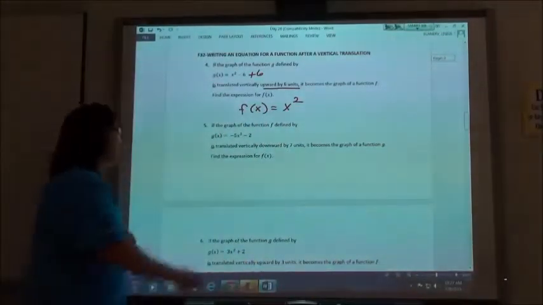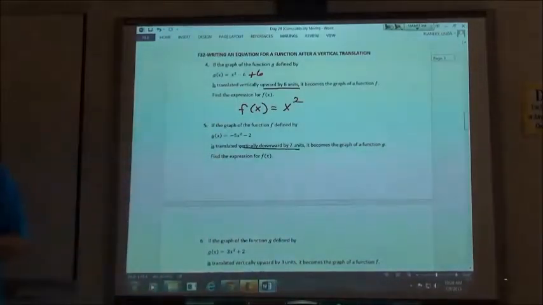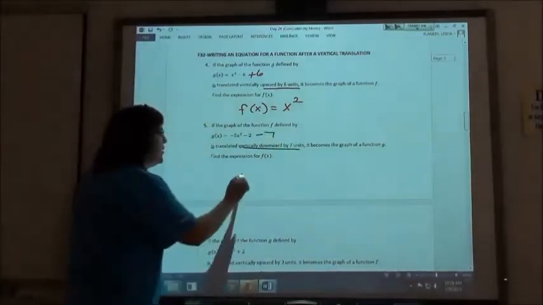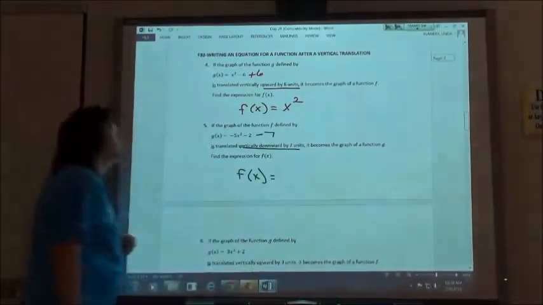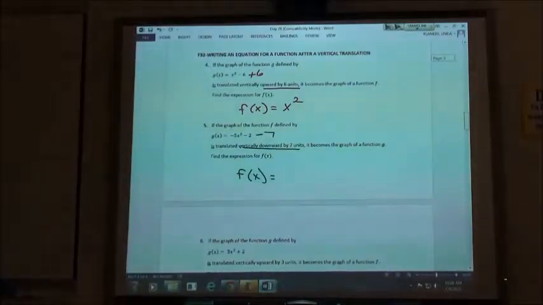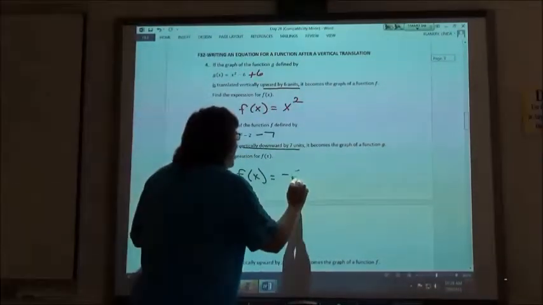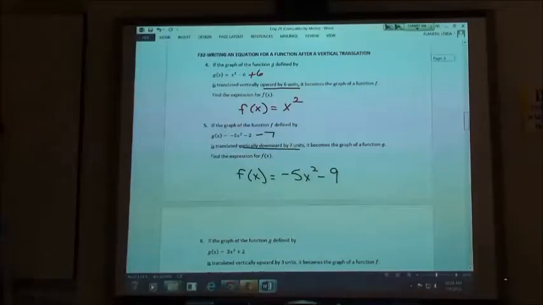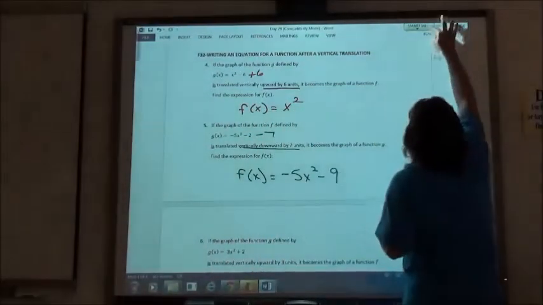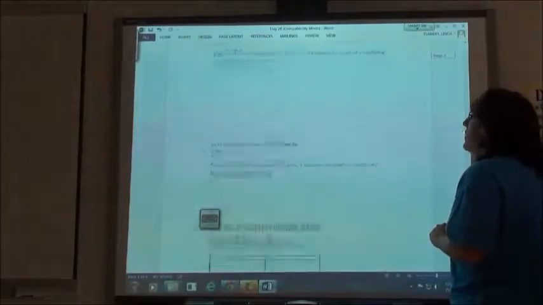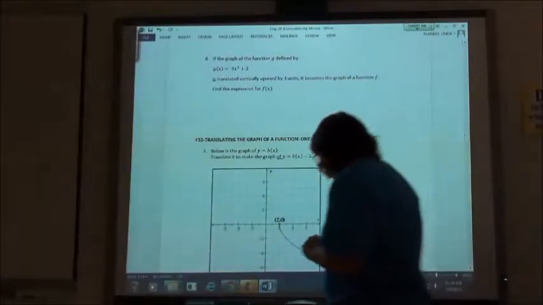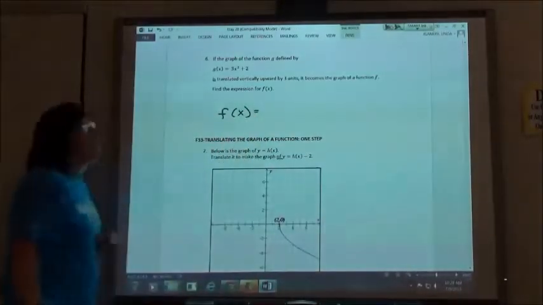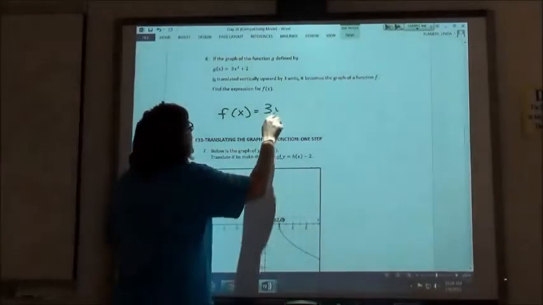So on number 5, if I want to translate it vertically down by 7 units, I'm going to subtract 7 units from my equation, or subtract 7. So f of x would equal what? Negative 5x squared minus 9. All there is to that. And number 6, I want to translate it up by 3 units, so my new equation would be 3x squared plus 5.